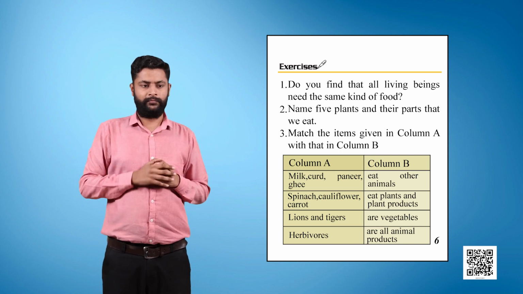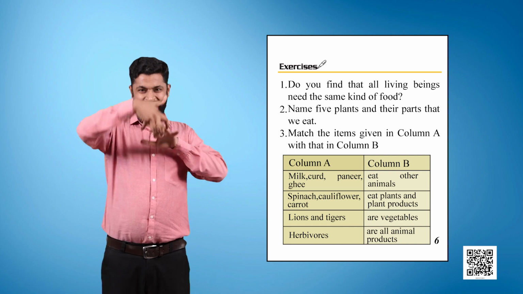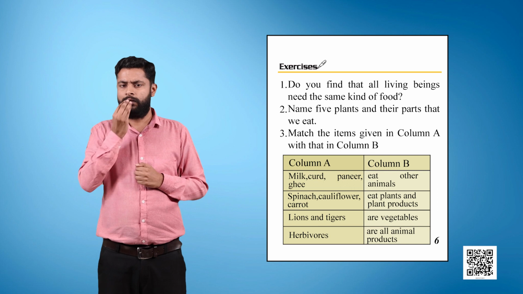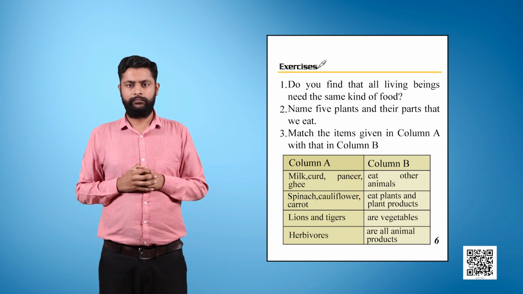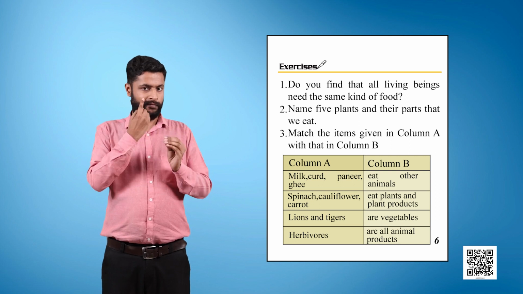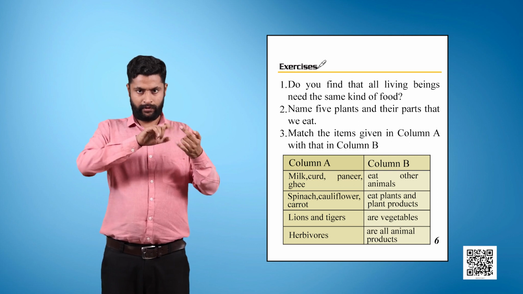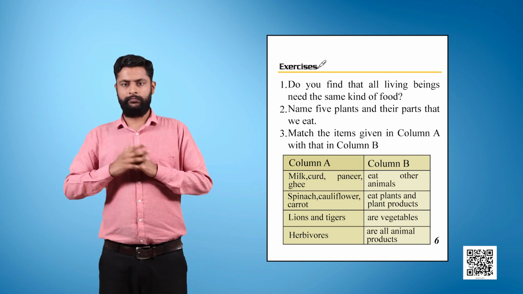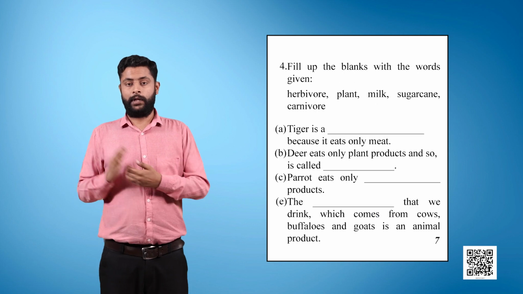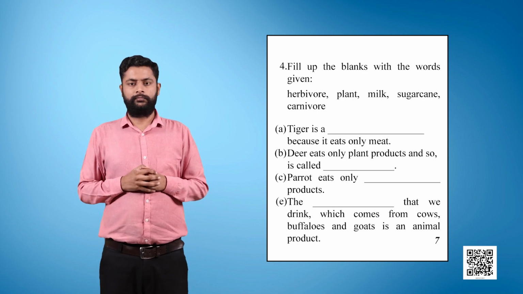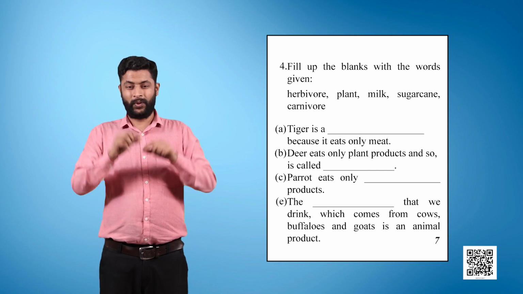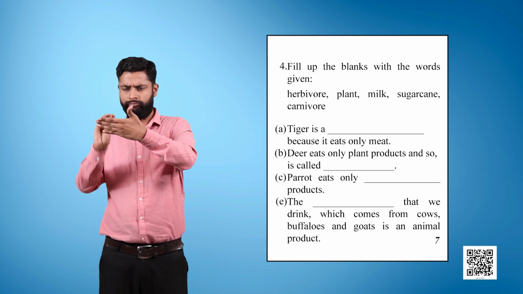Column A: Lions and tigers. Column B: Are vegetables. Column A: Herbivores. Column B: Are all animal products. 4. Fill up the blanks with the words given.